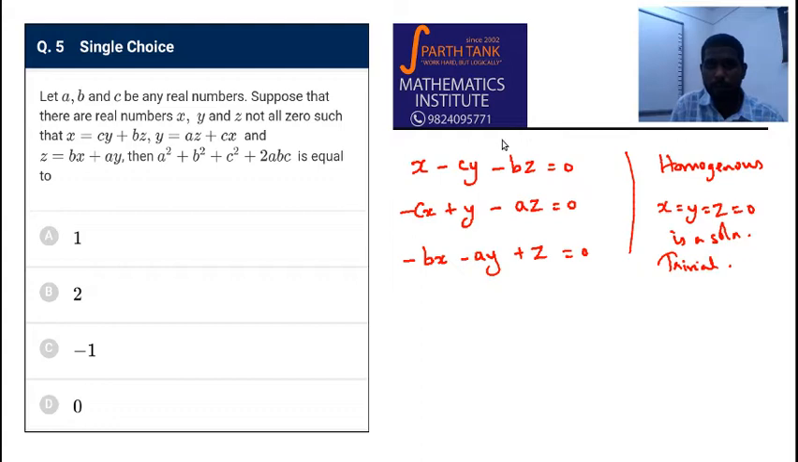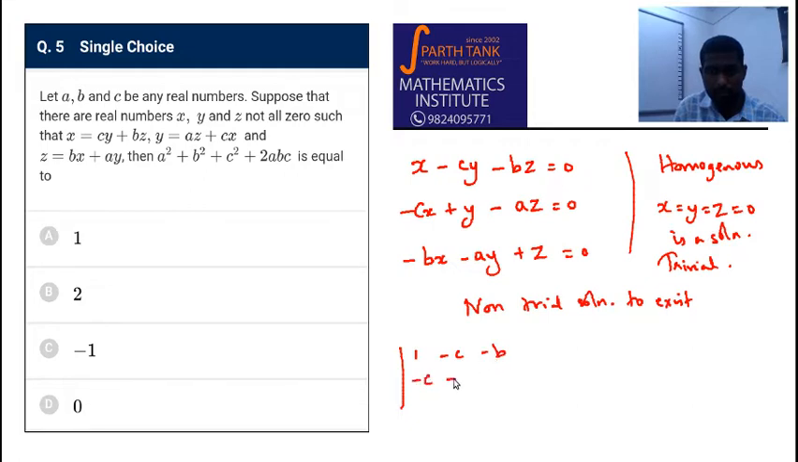If there is to be a non-trivial solution for such a system, we know the condition is that the determinant of the coefficients should be 0, right? For a non-trivial solution to exist for this system, I need the determinant of the coefficients, 1, c, minus b, ... plus 1 minus a, minus b, minus a, plus 1, to be equal to 0. Let us evaluate this determinant quickly.